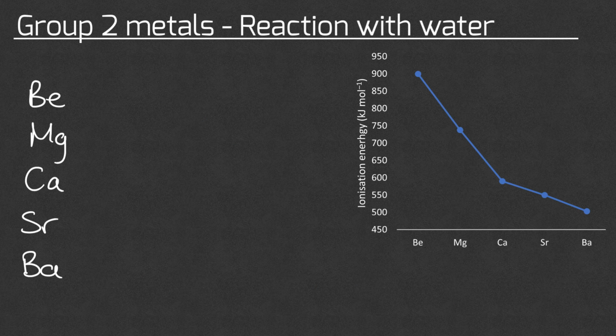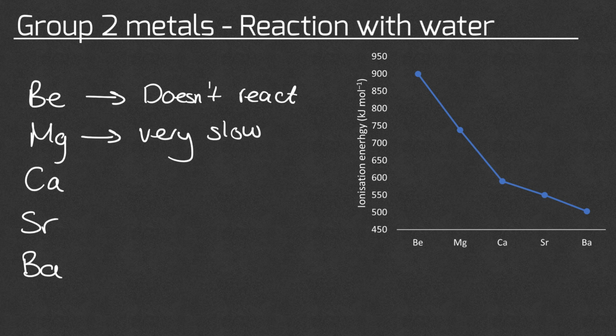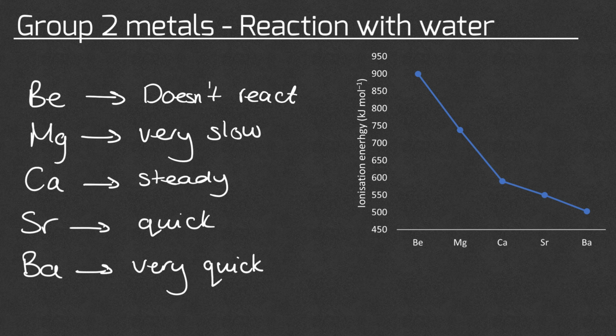We're now going to look at the rates of the reactions of these group 2 metals with water. Now all of this is linked to their ionisation energies. Remember earlier on we said that if you have a lower ionisation energy, you're going to be more reactive. So beryllium's going to be the least reactive, and the reactivity is going to increase as we go down the group. So beryllium doesn't react with water. Magnesium does react, but it's a very slow reaction. Calcium reacts at a steady rate. Strontium reacts quite quickly with water. And barium reacts very quickly with water.